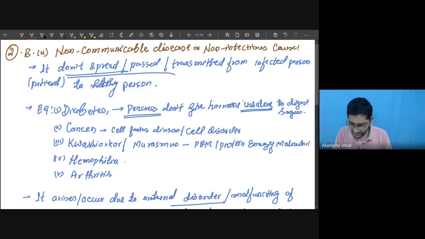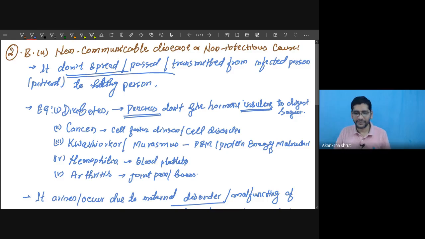The other one, hemophilia, means it is because of the blood. So blood platelet or blood clotting does not occur properly, so that when children get a wound, the blood will not clot. Arthritis, the bone or joint pain, is related to bones. So here we observe that this non-communicable disease arises because of internal disorder.